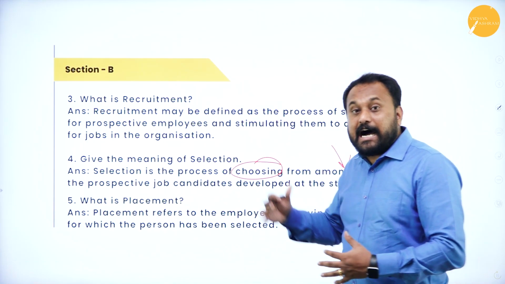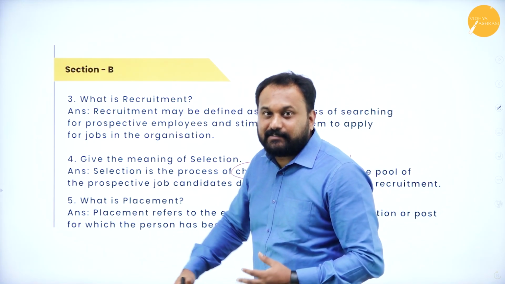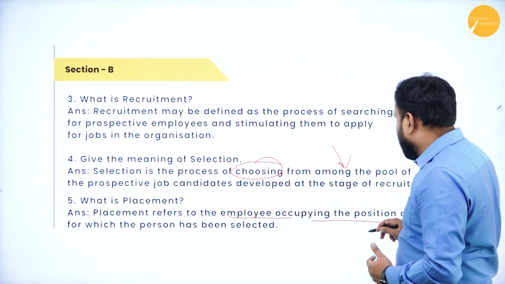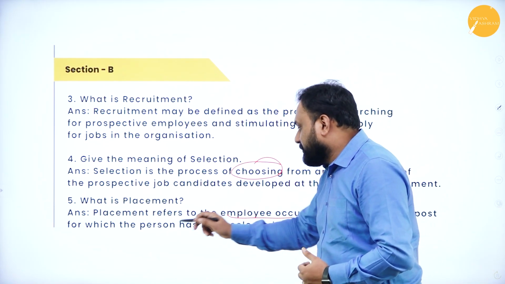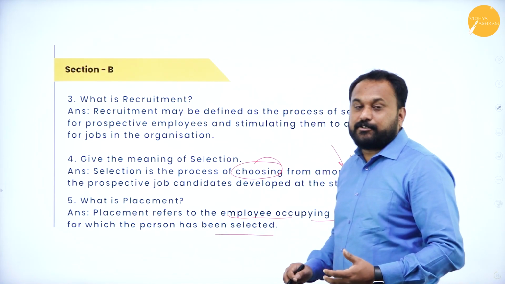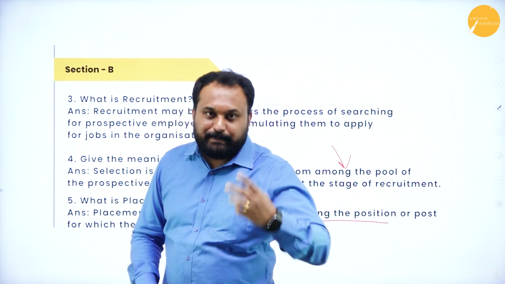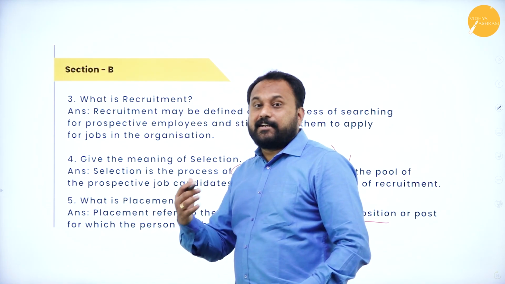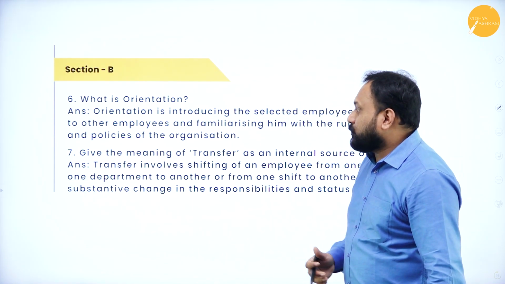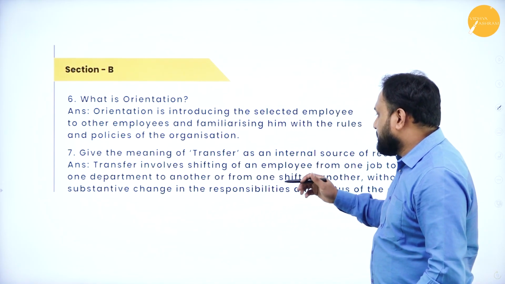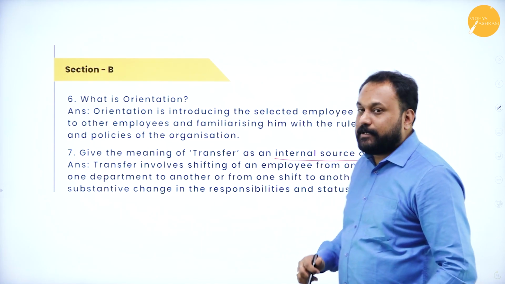What is placement? After selection, you go to the next level, called placement. Placement refers to the employee occupying the position or the post for which the person has been selected. So the first thing is recruitment, second is selection, and third is placement. After that, you also get training and development. So, what is orientation? And here you also have, give the meaning of transfer as an internal source of recruitment.